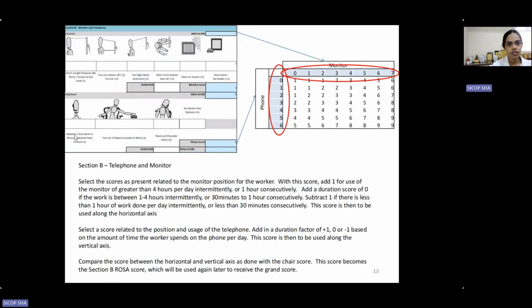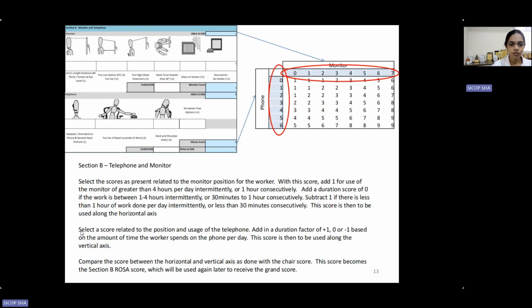Next section is the monitor and the telephone. The scores are related to the monitor position for the worker. With this score, add 1 for the use of the monitor greater than 4 hours per day or 1 hour consecutively. Add a duration score of 0 if it is between 1 to 4 hours intermittently or 30 minutes to 1 hour consecutively. Subtract 1 if there is less than 1 hour of work done per day intermittently or less than 30 minutes consecutively.